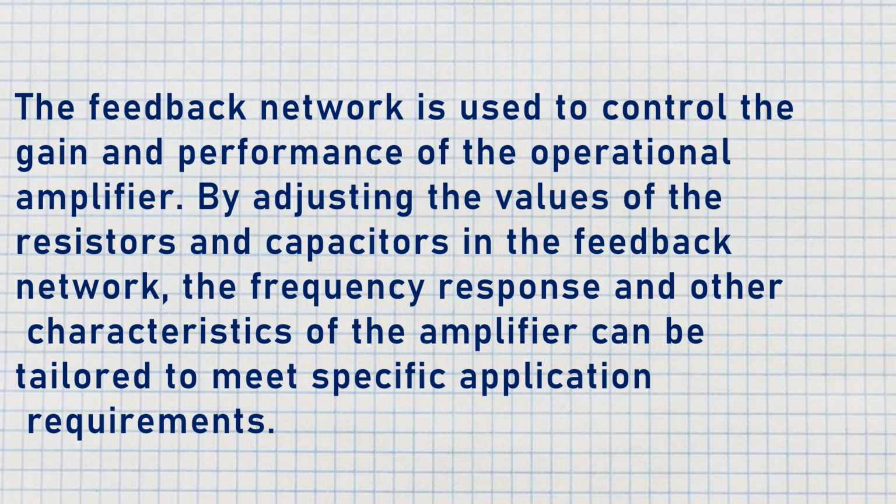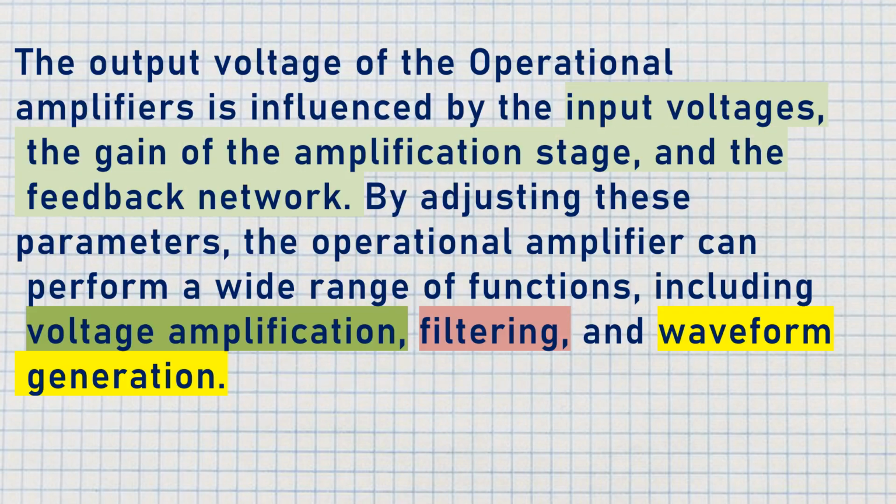By adjusting the values of the resistors and capacitors in the feedback network, the frequency response and other characteristics of the amplifier can be tailored to meet specific application requirements. The output voltage of the operational amplifiers is influenced by the input voltages, the gain of the amplification stage, and the feedback network. By adjusting these parameters, the operational amplifier can perform a wide range of functions, including voltage amplification, filtering, and waveform generation.